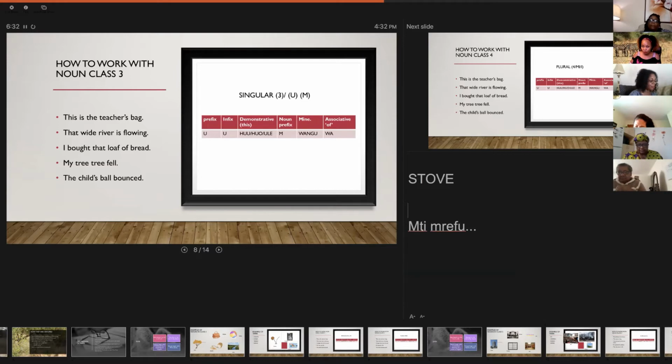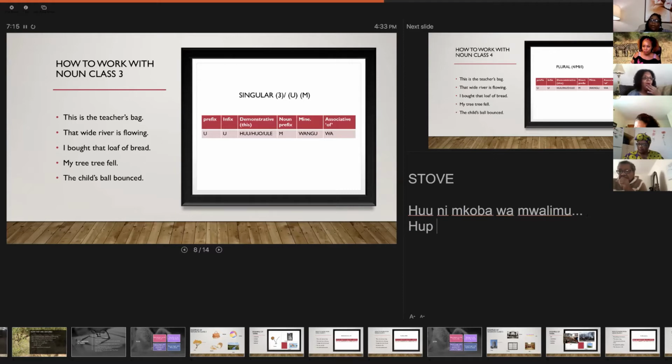I'm going to show you a few, and then you'll tell me how you feel about that. This is the teacher's bag. So we will say, huu ni mkoba wa mwalimu. Swahili doesn't have apostrophes, so we end up needing the associative of, the a, this one right here. So we just say, huu ni mkoba wa mwalimu. Where did I get that huu? That is it here, right here. This, that, and that over there. Huu, huo, and ule. So this is the teacher's bag.